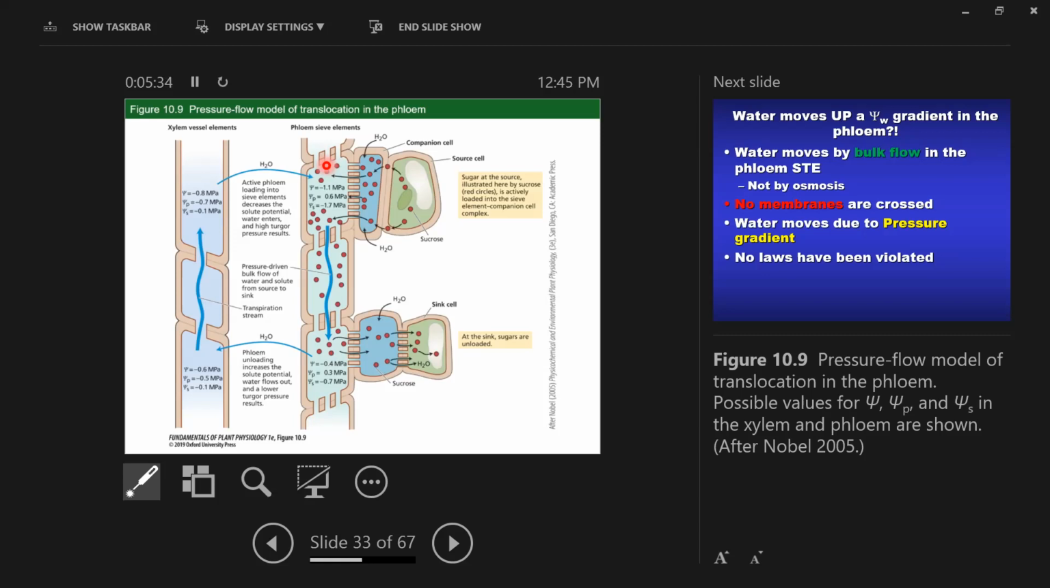Other questions on phloem translocation process? Yes.